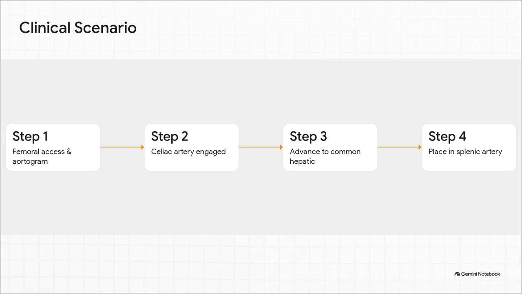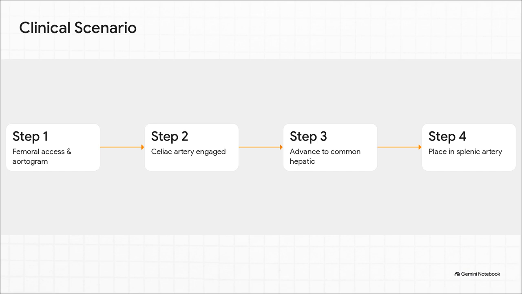Okay, let's walk through the actual surgical steps chronologically. So picture this. The physician starts with Step 1, gaining access right at the groin via the right femoral artery. From there, the catheter gets advanced way up into the high abdominal aorta, and they perform an initial aortogram. All right, now Step 2. The catheter is actively engaged into the celiac artery, and they inject contrast to image the celiac distribution.